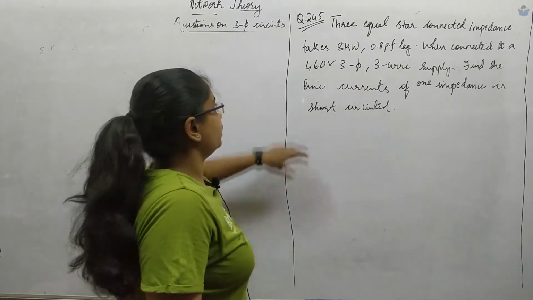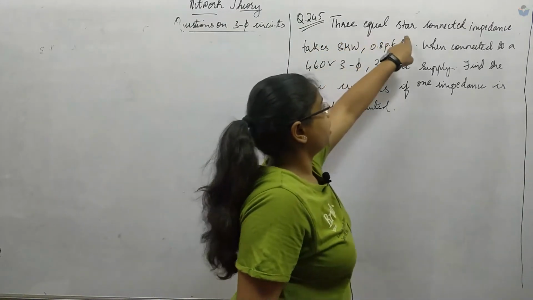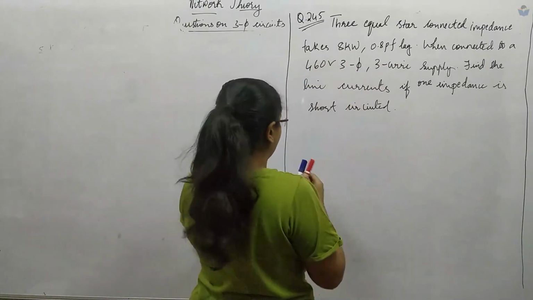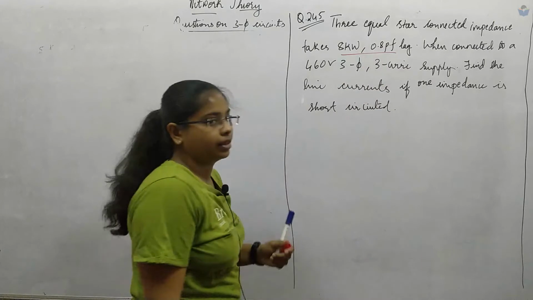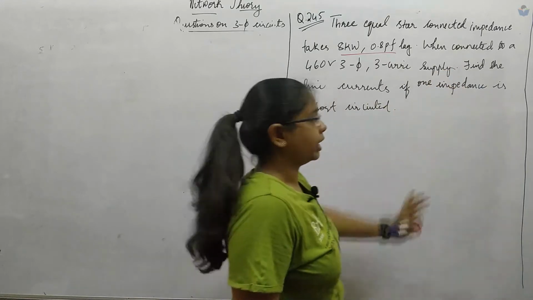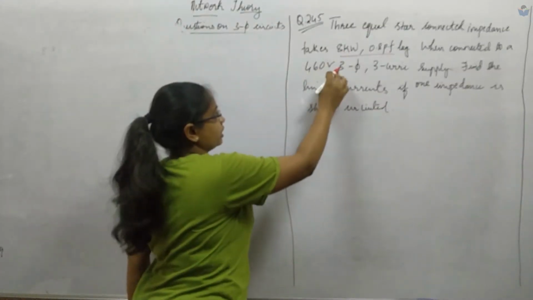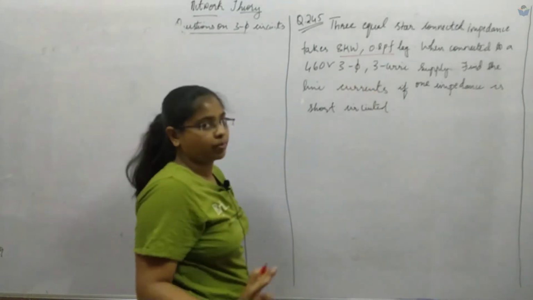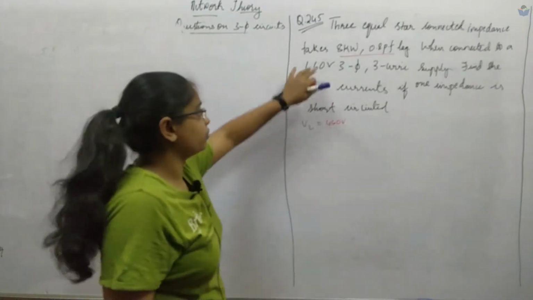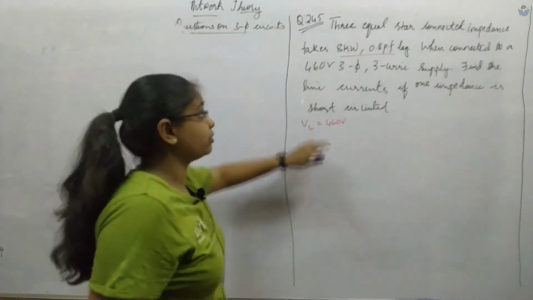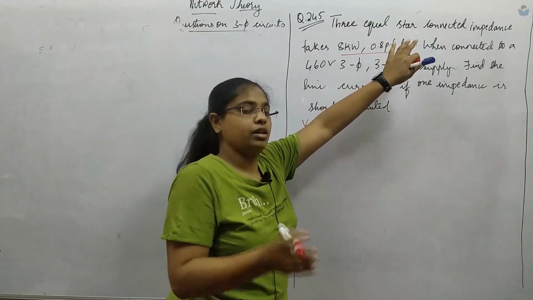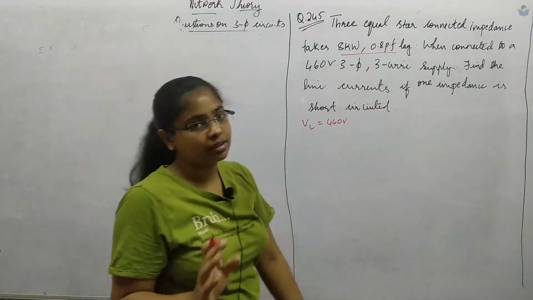Coming to question number 245, they have given 3 equal star connected impedances, so it's a balanced load. How much power does it draw? 8 kilowatts, 0.8 power factor lag, when connected to a 460 volt 3 phase 3 wire supply. When nothing is specified, it is a line voltage. Keep it in mind, by default it is a line voltage. Similarly, if no type of connection is mentioned, by default it will be star connected. Here it is star connected, so we take star.